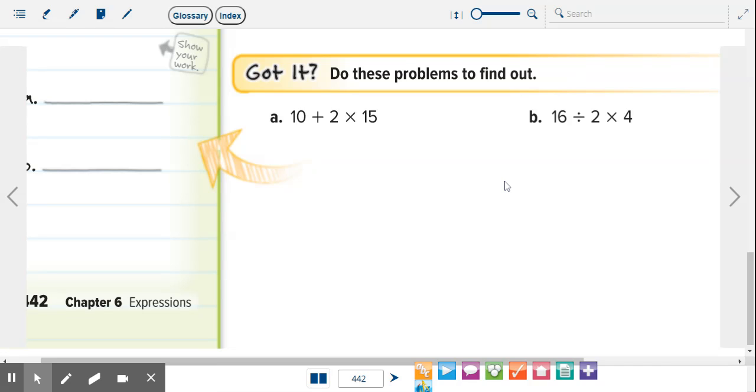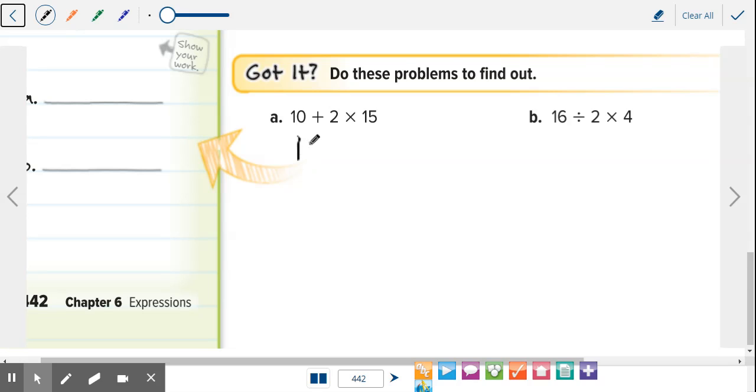So letter A, we have 10 plus 2 times 15. We look at order of operations. Do we have parentheses? No. Exponents? No. Multiplying or dividing? Yes. We have to do the multiplication first. So we just copy down the 10 and the addition sign. Now we do the 2 times 15, which is what? 30. Now we just add. What's 10 plus 30? 40. And there's your answer.